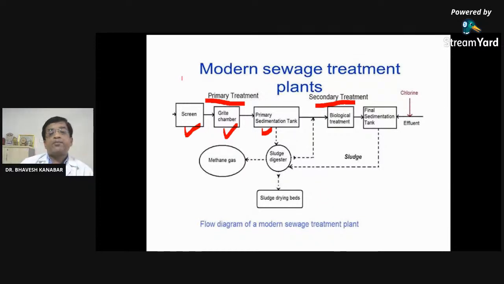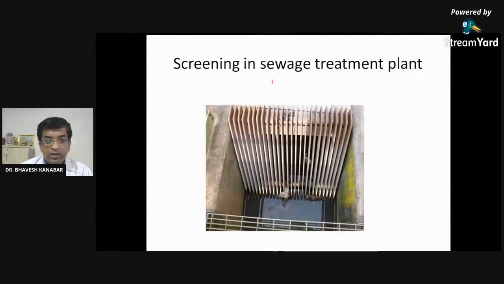First of all, whatever sewage is coming from the city is subjected to a screen. These screens are made up of metal bars that can be vertical bars, transverse bars, or a mixture of that. I'm going to show the photograph of that screening. These are the screening bars. What is the purpose of these bars? Whatever large impurities there are, in the form of waste papers or any waste material larger than the bar, are held by the screen. It is not allowed to pass into the further chambers. So that is the purpose of screening.